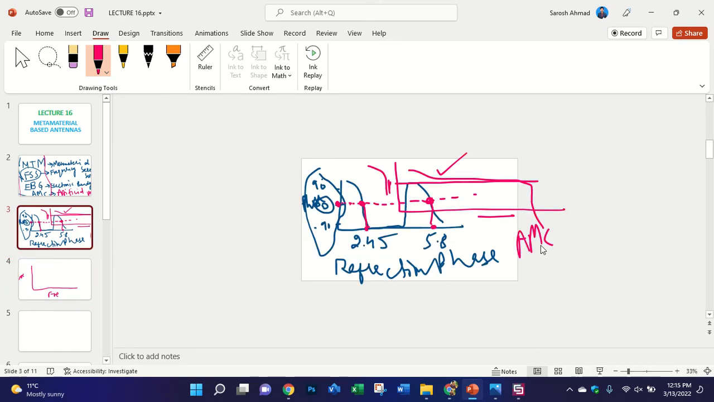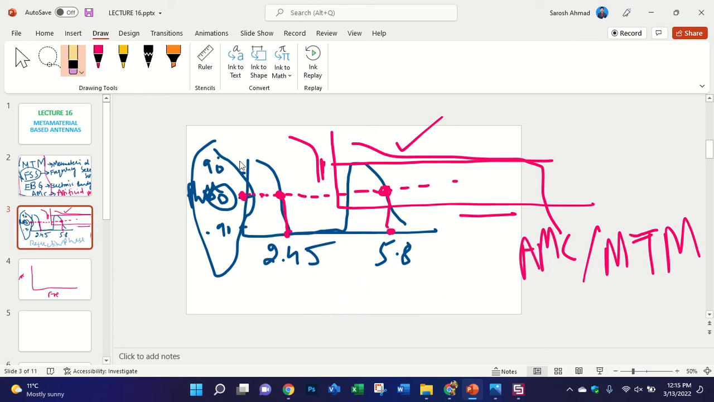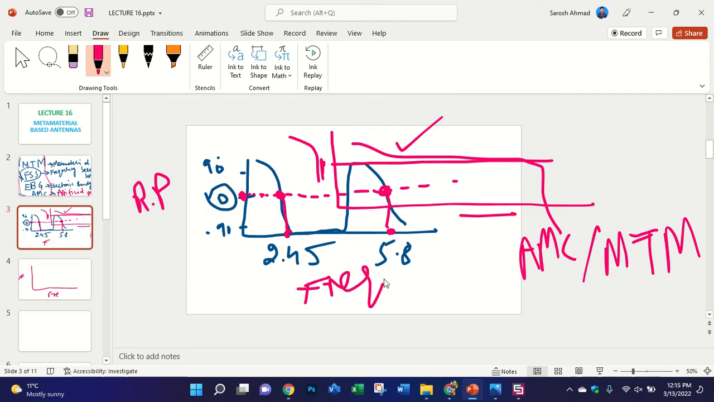So in the case of the AMC or metamaterial, we have a reflection phase. On the vertical axis we have the reflection phase, and on the horizontal axis we have the frequency. So in the case of the AMC or metamaterial, we check the reflection phase and it must be 0 degree. In all the cases it must be 0.